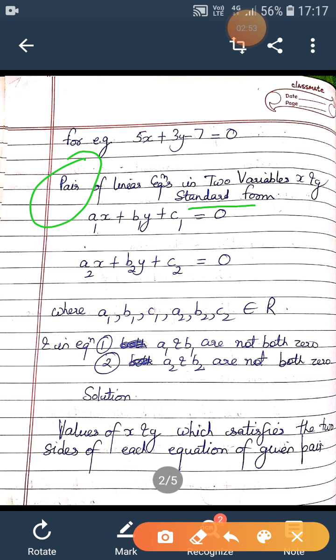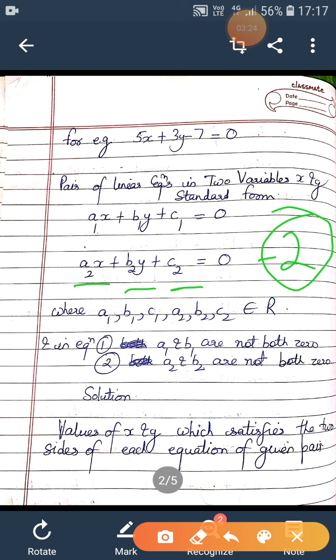We have the standard form written of the pair of linear equations in two variables. What is the standard form? Here we can see the coefficient of x, coefficient of y, and constant terms for the first equation, number 1, and for the second equation also number 2. So it is a1x plus b1y plus c1 equals to 0 for the first equation, and a2x plus b2y plus c2 equals to 0 for the second equation.